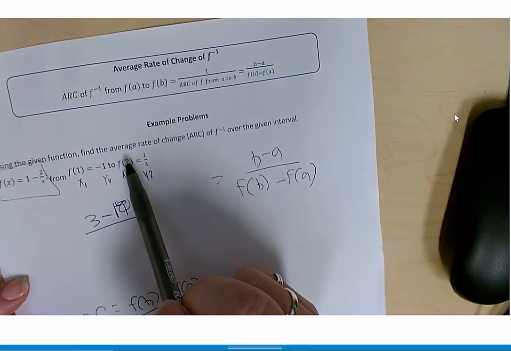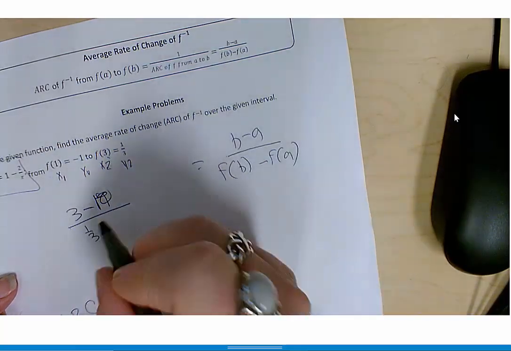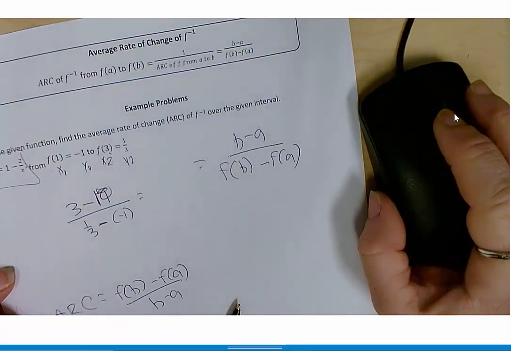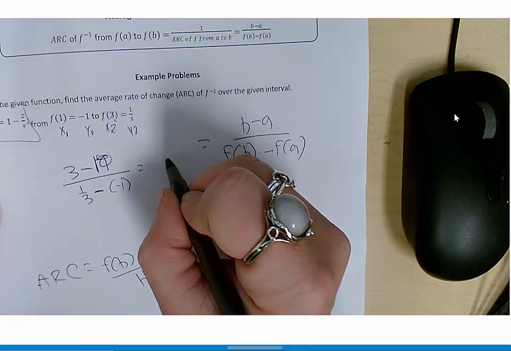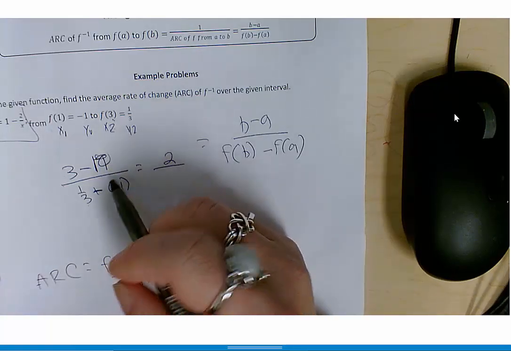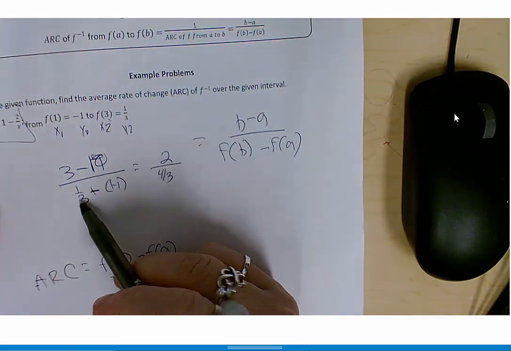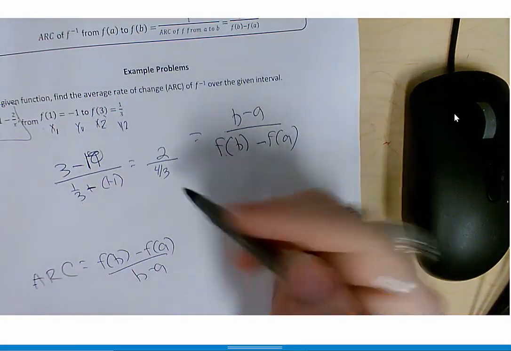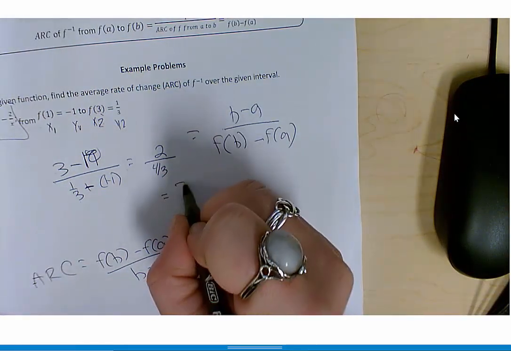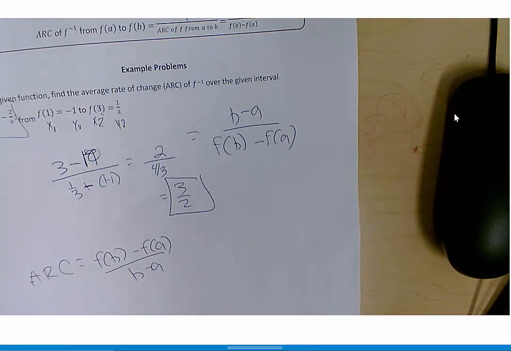If we plug in a 3, which is our b, we get a 1/3. So f of b is the 1/3, and we're going to subtract a negative 1 there. When we simplify this, 3 minus 1 is simply a 2. The double negative down here makes this 1/3 plus a 1, which is really just 4/3. 1 plus a third is 4/3. When we do this division, 2 divided by 4/3, divide that by hand or throw that in your calculator, we end up with a 3/2 as our average rate of change of this inverse function.